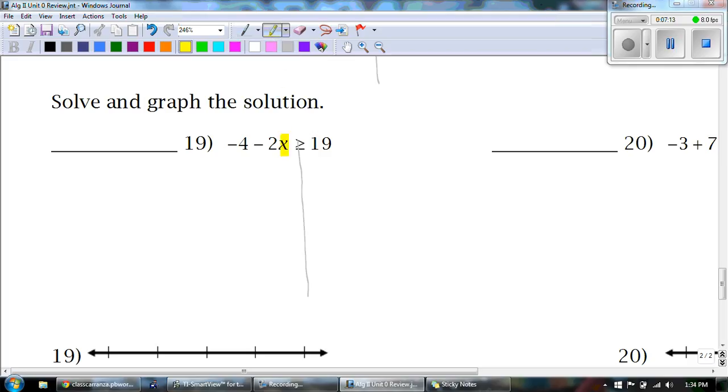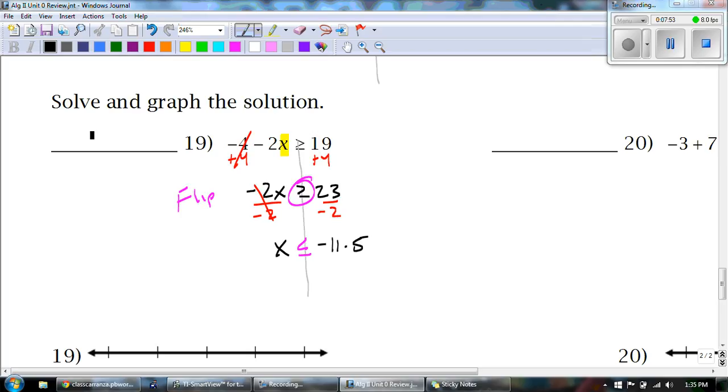Okay, same thing. We want to get the variable by itself. So I'm going to add 4 to both sides. I get negative 2x is greater than or equal to 23. And to divide both sides, I'm going to divide by a negative 2. And we're dealing with inequalities, right? So when I divide by a negative, I have to flip the sign. And 23 divided by negative 2 is negative 11.5. Okay?